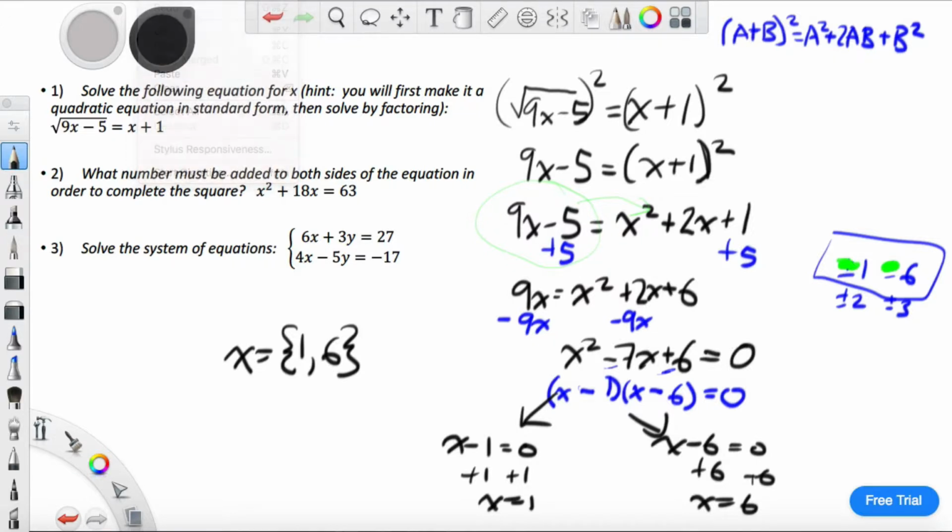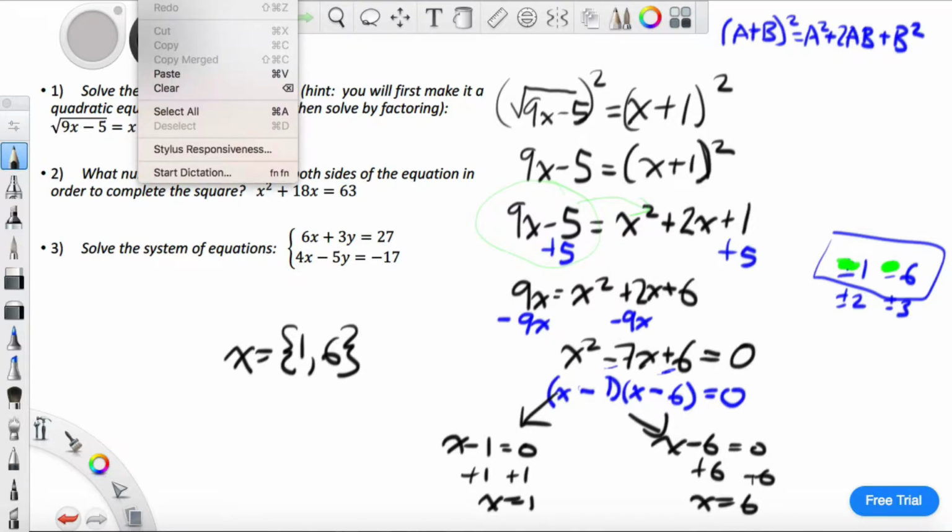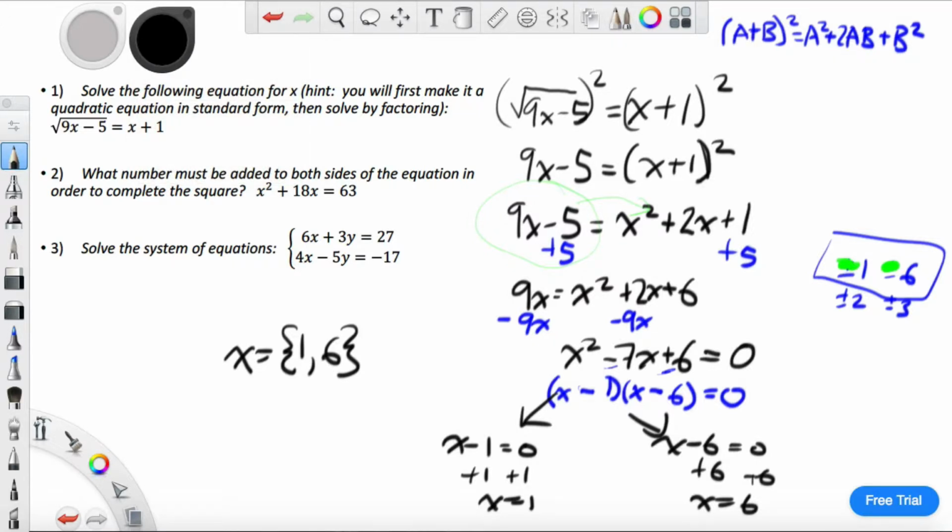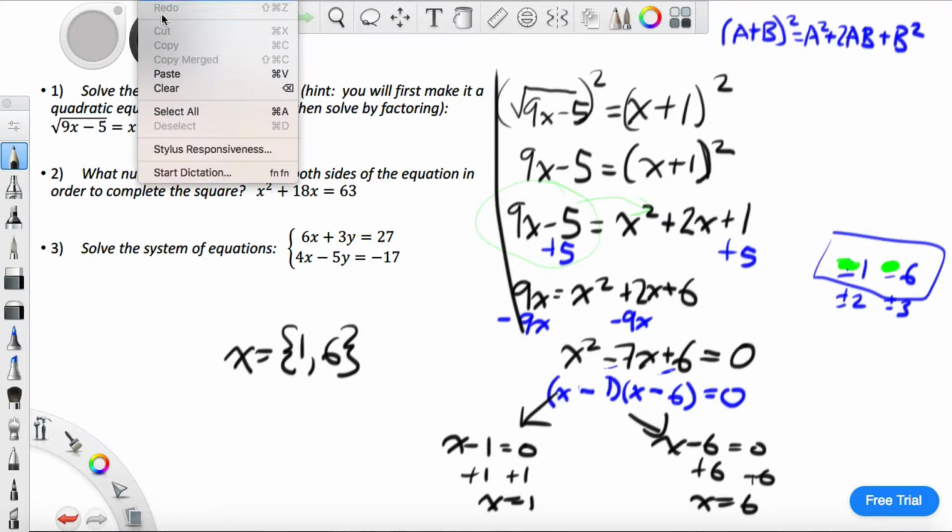So let's see if I can, I want to see if I can clear this without... No, that's not it. All right, select.